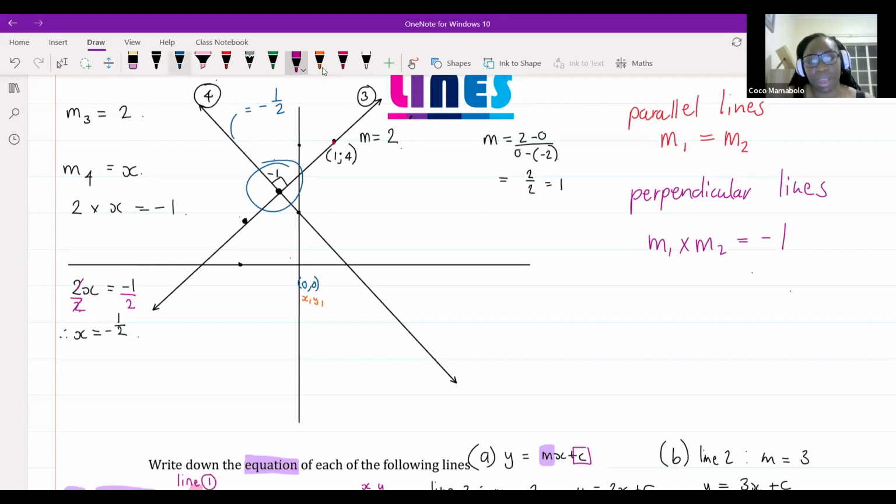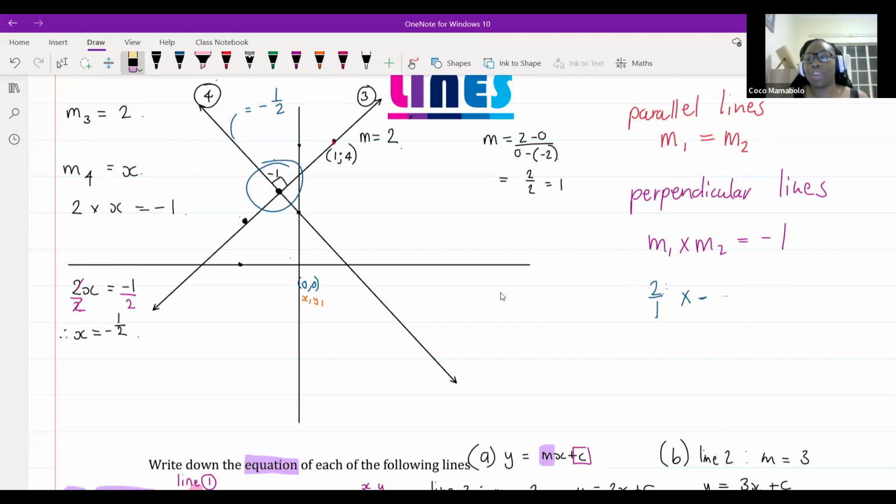Here's what that means. If my gradient 1 is 2, what I'm going to do is I'm going to change this gradient into a fraction. I'm going to make 2 into 2 over 1. If I want this to be -1, first thing I'm going to do is I'm going to give the second gradient a negative so that my answer comes out negative. And all I'm going to do is I'm going to take this and I'm going to flip it around, 1 over 2. Because the two of them together will give me -1.